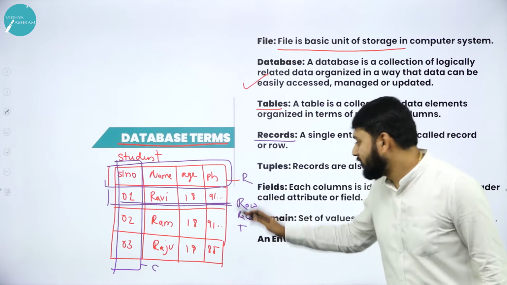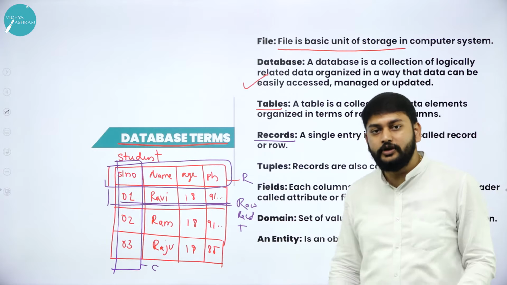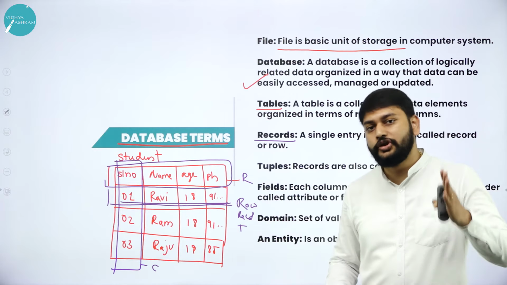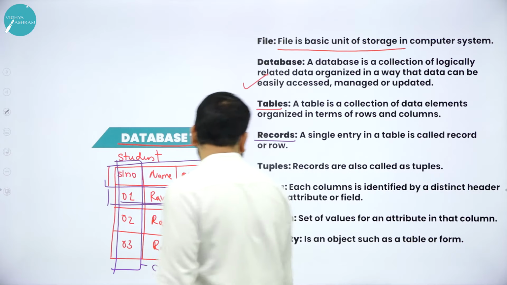So that is what you have to remember. Record, tuple, row, all are the same. So you need to understand that. What is the next one that I have? Fields.